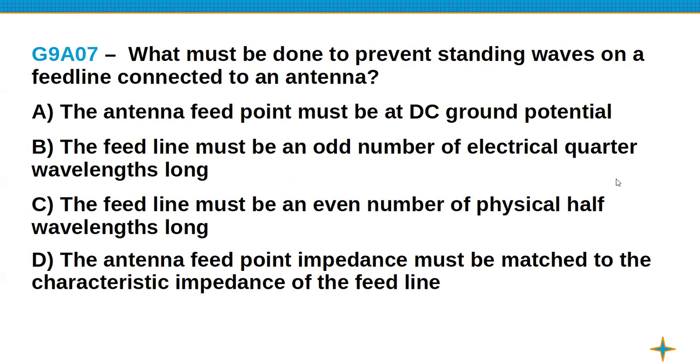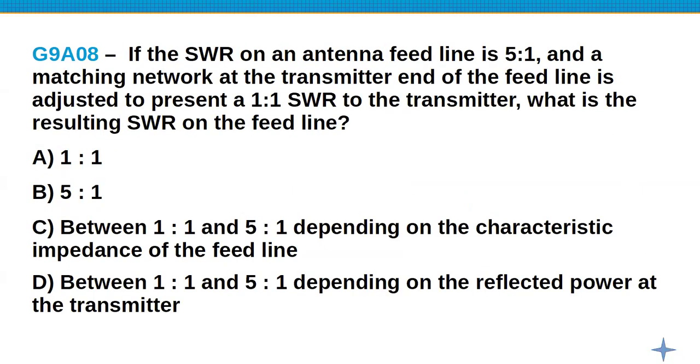What must be done to prevent standing waves on a feed line connected to an antenna? Delta. If the SWR on an antenna feed line is 5:1, and a matching network at the transmitter end of the feed line is adjusted to present a 1:1 SWR to the transmitter, what is the resulting SWR on the feed line?